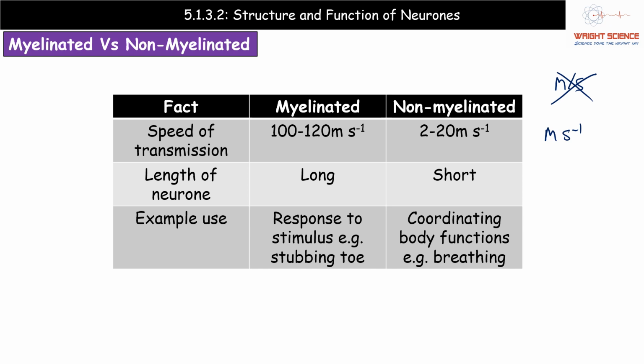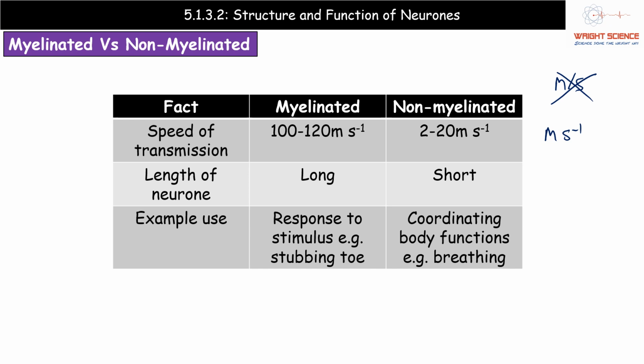Now, in terms of the length of the neuron, the myelinated ones tend to be longer and the non-myelinated will be shorter. And for their typical uses, the myelinated ones are going to be the ones we're utilising when we're responding to a stimulus. So this is something where we need the body to carry out some kind of a response quickly, typically to avoid further injury or harm. Whereas the non-myelinated ones, because they have this much slower speed of transmission, they tend not to be associated with those kind of protective features of the body. They're instead going to be involved in bits where speed isn't so important. So coordinating those basic body functions like breathing. We don't generally need this very rapid transmission of information to control that. It's a more steady process.